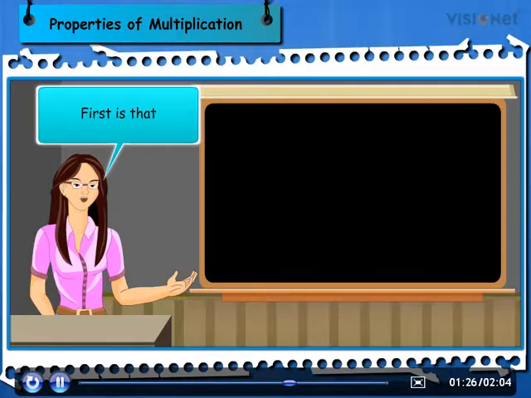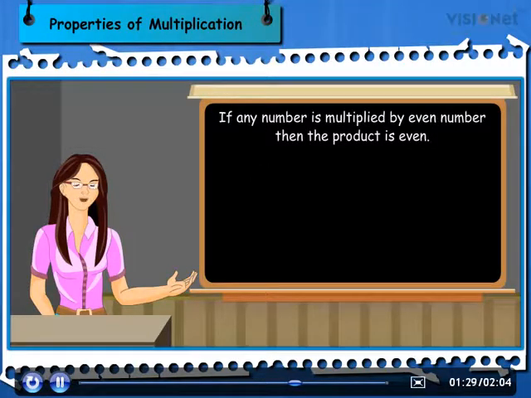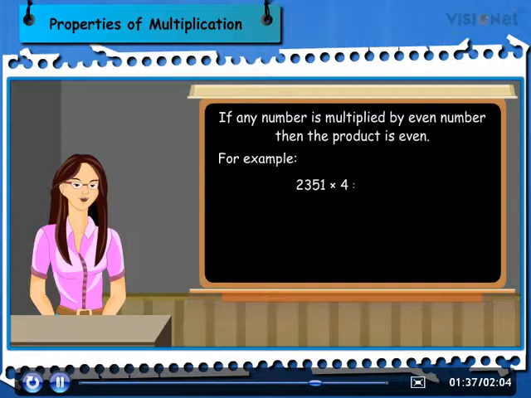First is that if any number is multiplied by an even number, then the product is even. For example, 2351 multiplied by 4 is equal to 9404. 51 multiplied by 6 is equal to 306.